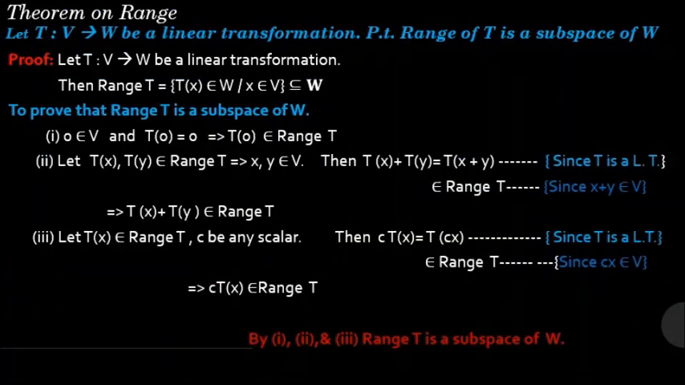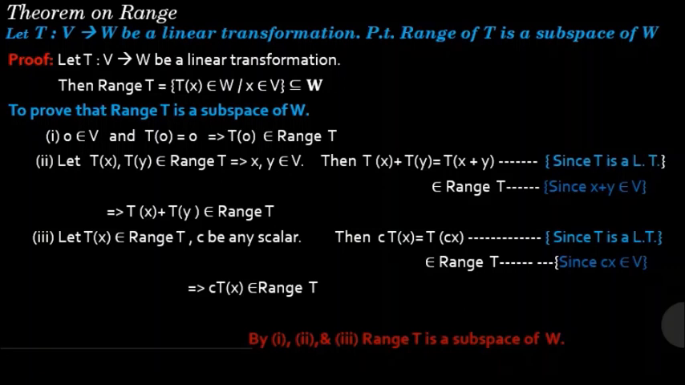Now we learn a theorem on range, the same way as we did the theorem on the kernel. Previously we mentioned that range is a subset of the codomain. Here we will prove that range is a subspace of the codomain. So the statement is: let T from V to W be a linear transformation. Prove that the range of T is a subspace of W. So let us go through the proof.